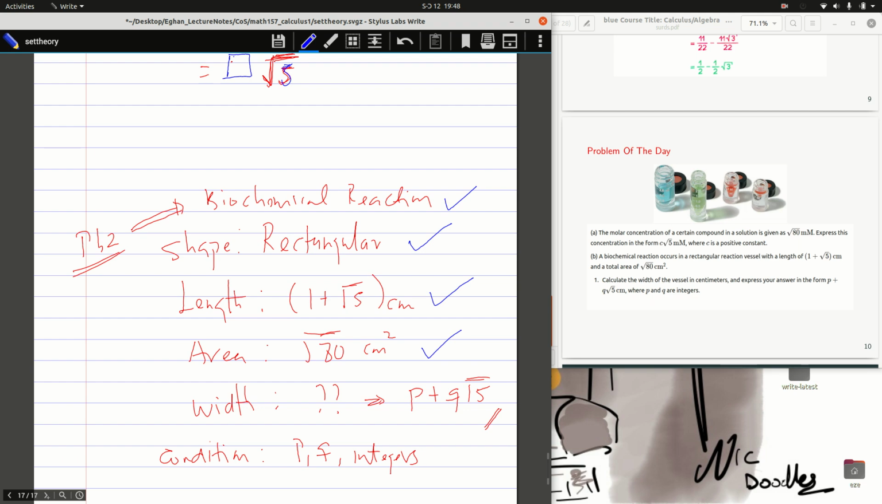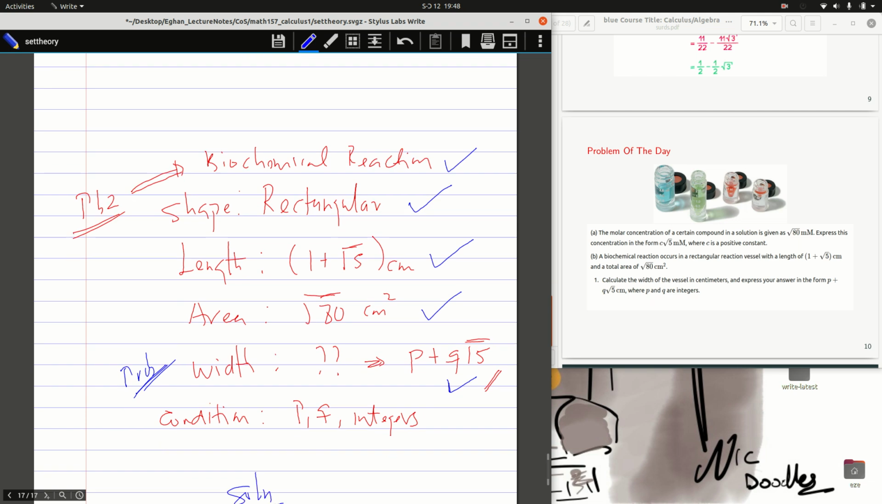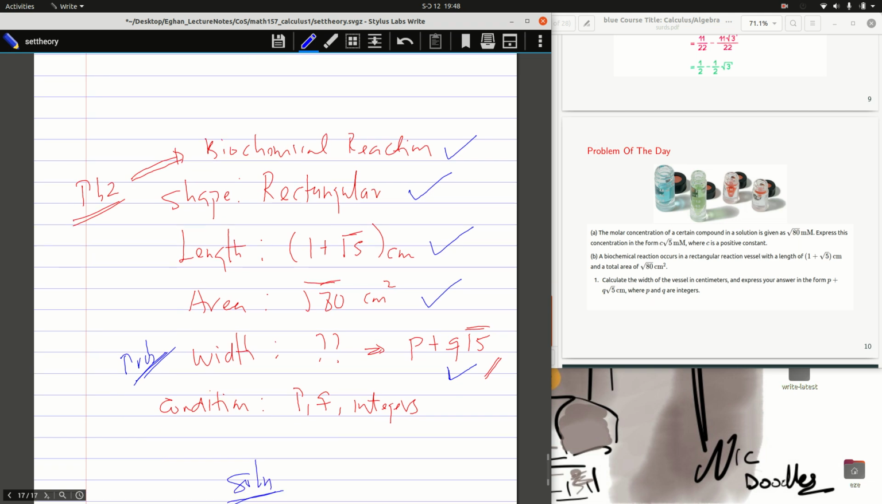What do I want, or what else am I given? I want to find the width of the vessel, of the rectangular vessel. But I said don't just find it. Leave it in this form. And there's a condition attached to it where P and Q are integers.